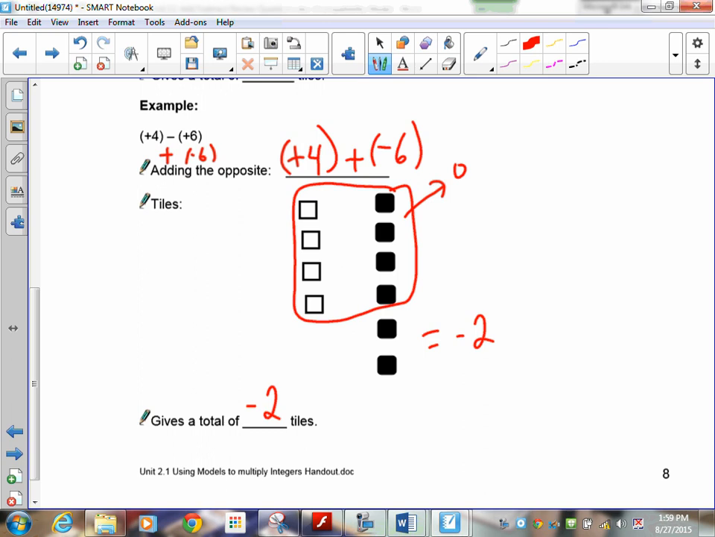So how does this work out for marks? Did you draw positive 4? Did you draw negative 6? Did you cancel correctly? Did you tell me negative 2 is left? And did you add the opposite? There you go. There's your 5 marks.